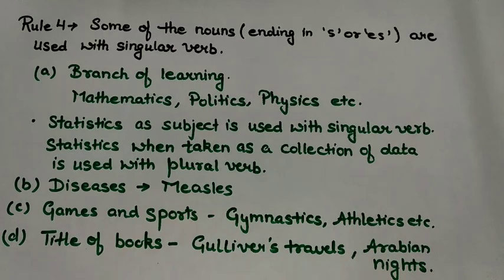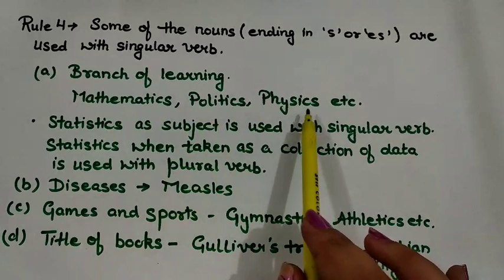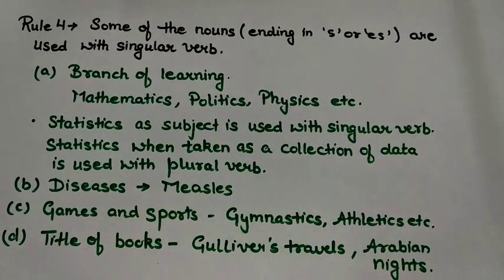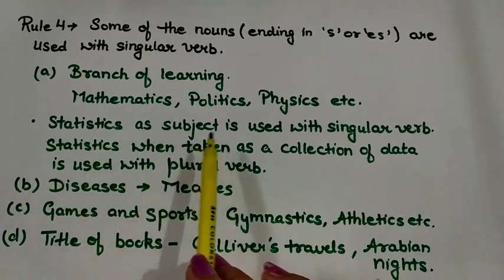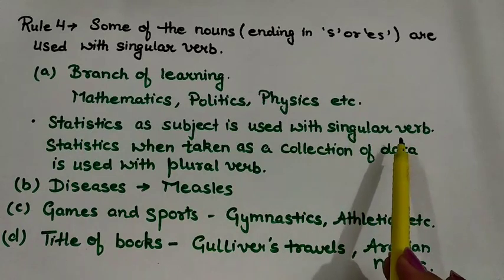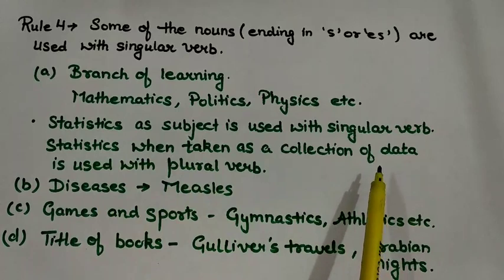When we discuss branches of learning like mathematics, politics, physics, etc., we use singular verb with them. Like if I say, mathematics is my favorite subject. Now, statistics is a word. Statistics as a subject is used with the singular verb. But statistics when taken as a collection of data is used with a plural verb.